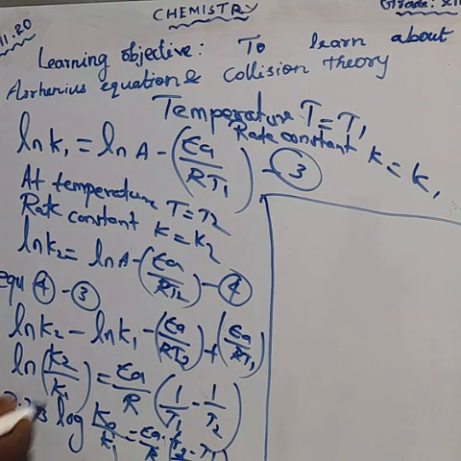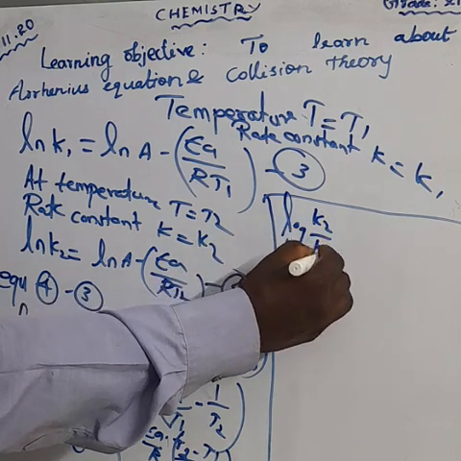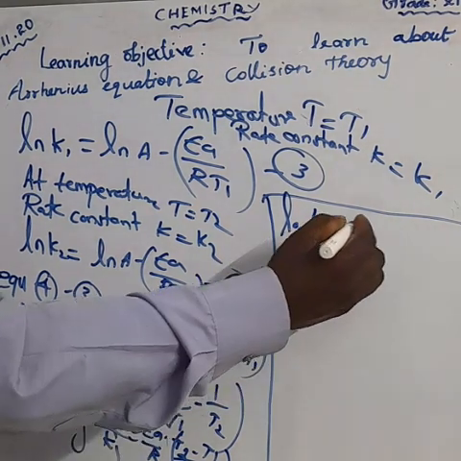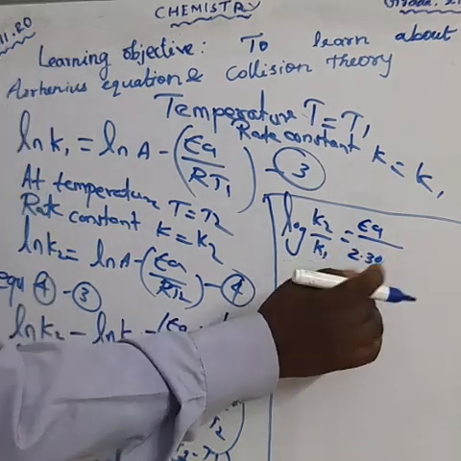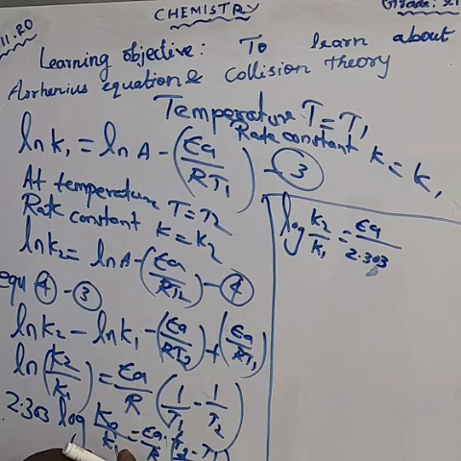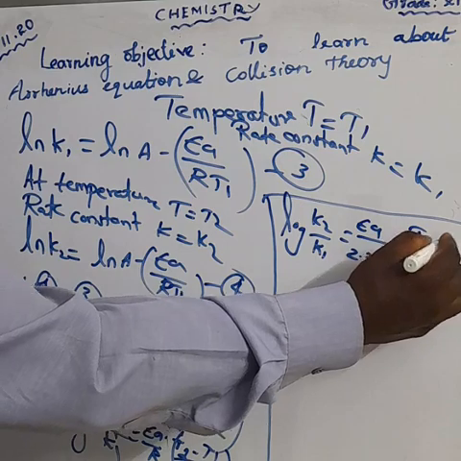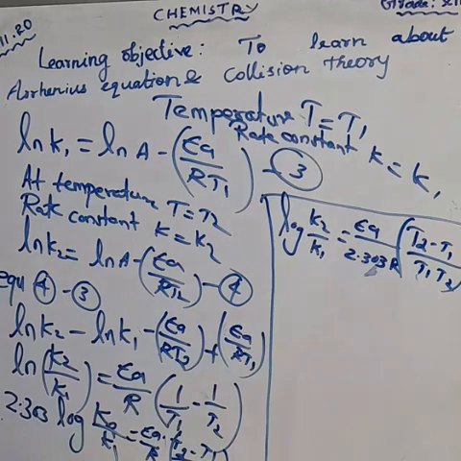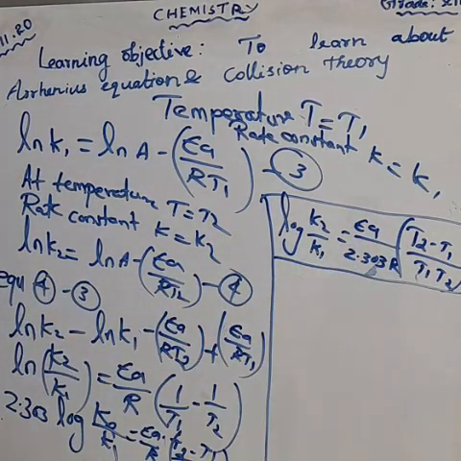Next we can write log K2 by K1 is equal to, this term will become down, EA by 2.303 R, into (T2 minus T1) divided by T1 T2. Okay, clear? This is the final equation.